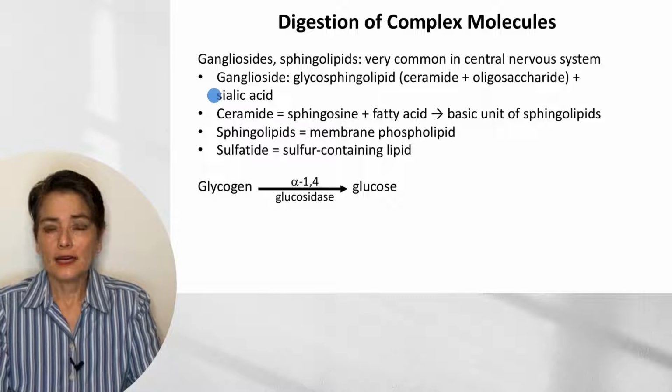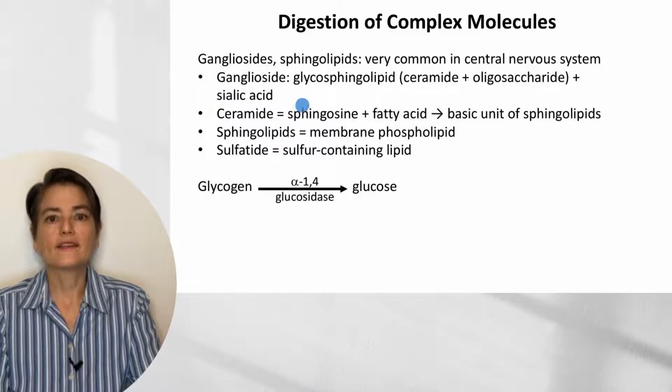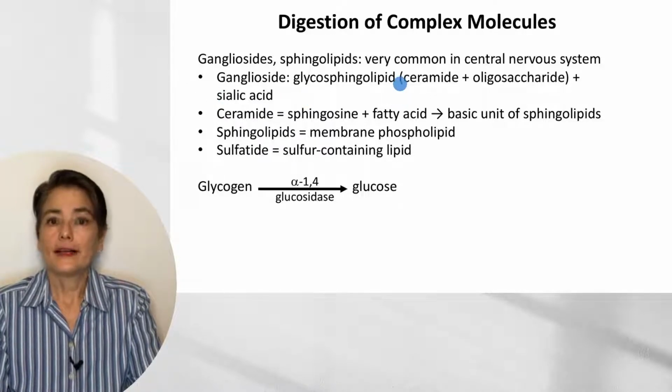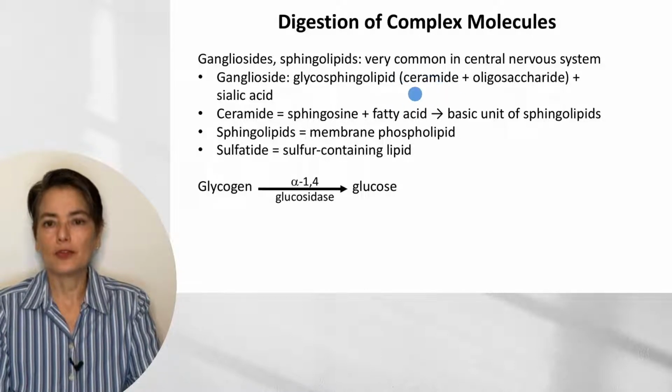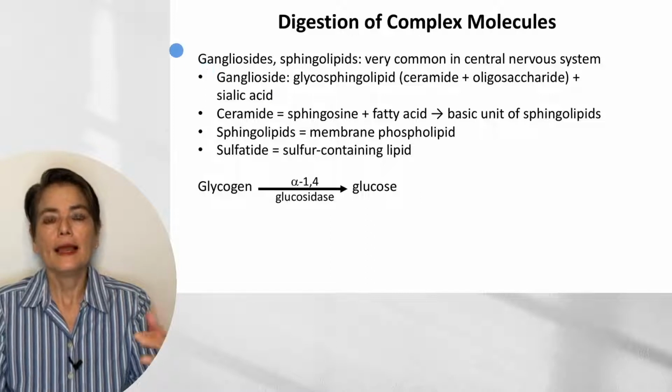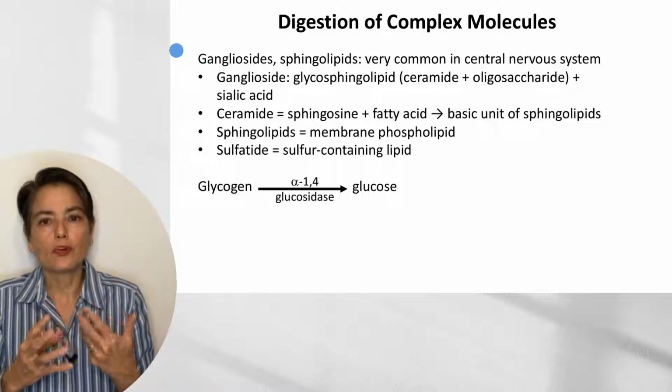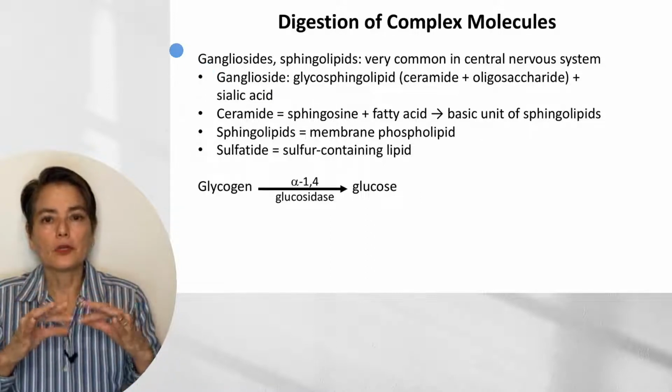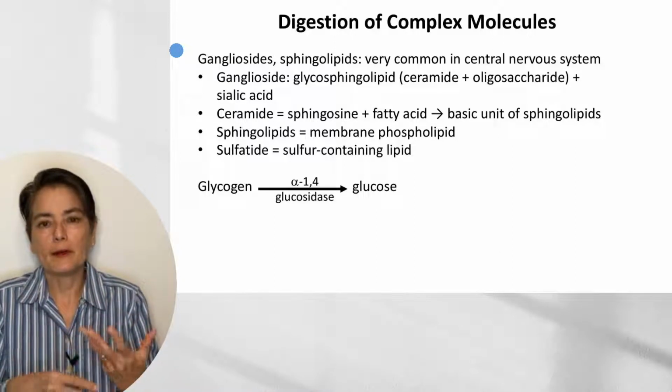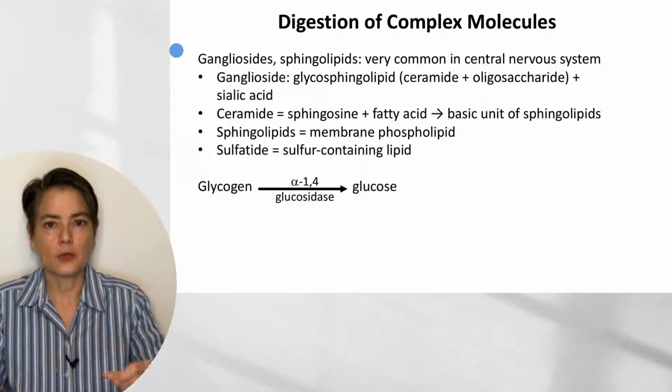So gangliosides, just what is a ganglioside? It is a glycosphingolipid. A glycosphingolipid is composed of ceramide, which is, cera means wax, and this is your amide group here, plus a sugar, oligosaccharide, and an acid, sialic acid. So that's a ganglioside. And as the cells cycle through, they need to break down molecules, generate new metabolites. It's a constant process that's going on.